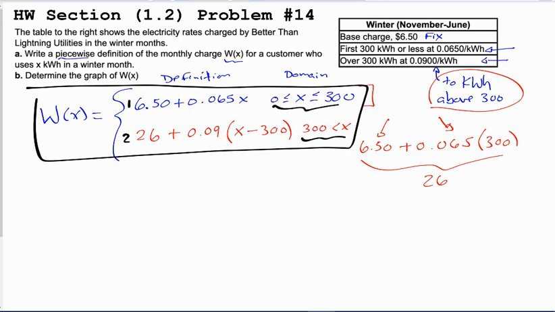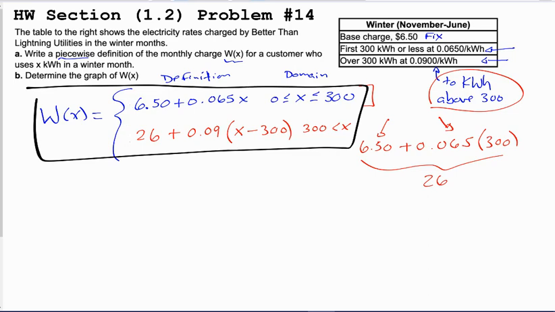So if somebody were to use less than 300 kilowatt hours, say 250, you would use definition 1 and plug 250 in for x. And if someone were to, say, use 350 kilowatt hours, you would use definition number 2, plug 350 in for x. 350 minus 300 would be 50, so you would multiply 0.09 by 50 and add that to 26. And that's how the piecewise function would work.